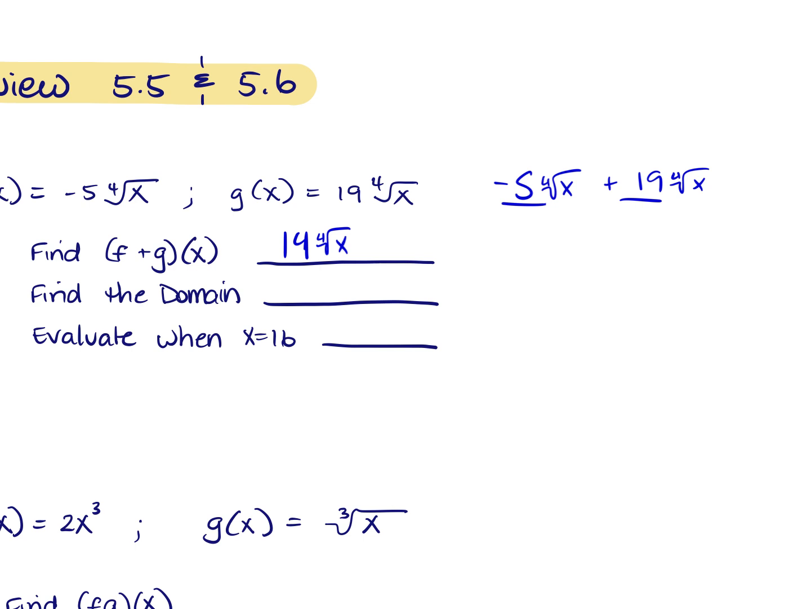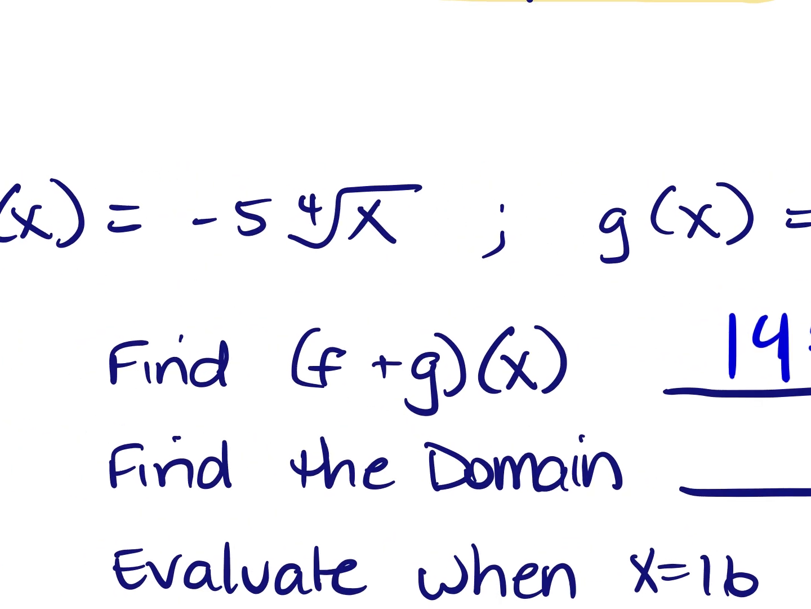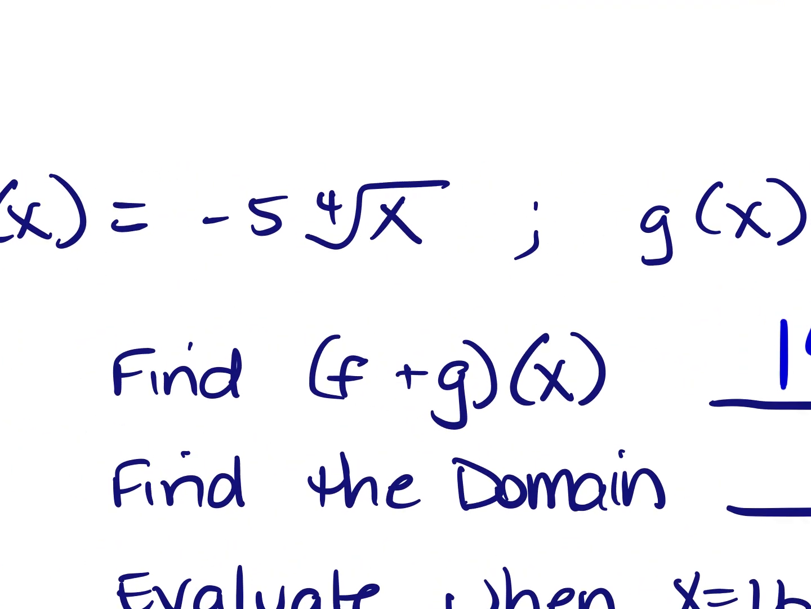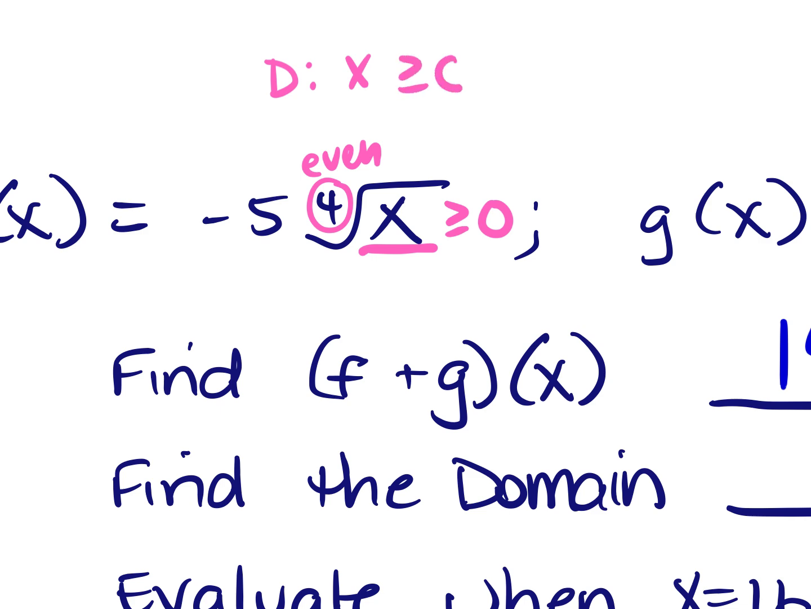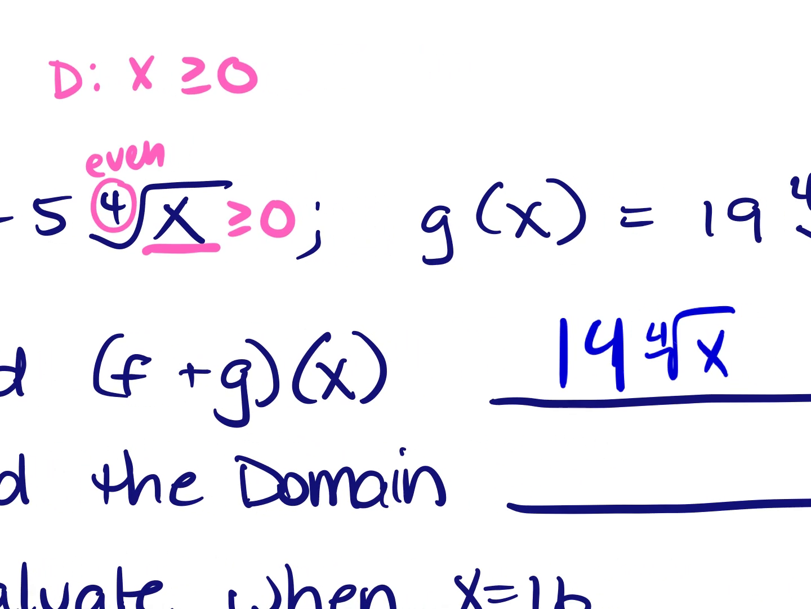Now for the domain, we have to check the domain of both f and g. So looking at f of x, what's our domain for f of x? Awesome. Whenever we have an index that is even, we set whatever's under the radical greater than or equal to 0. So our domain here for f of x is greater than or equal to 0. So that's when it's an even index on our radical.